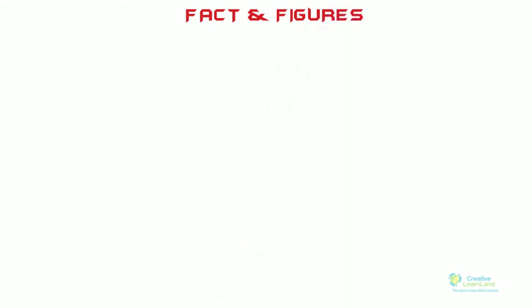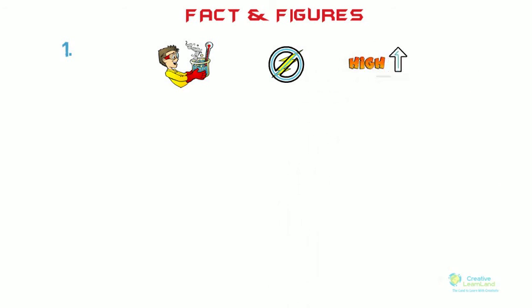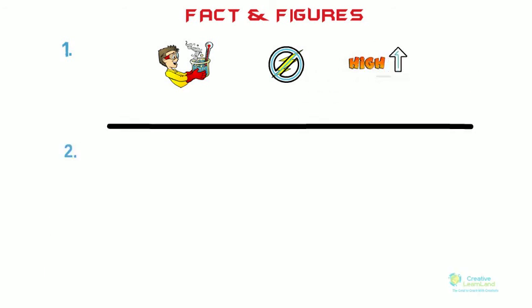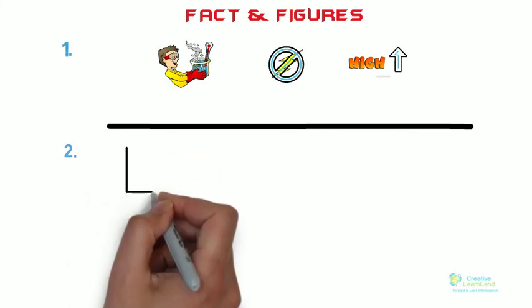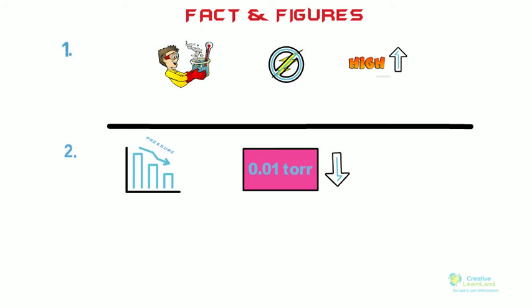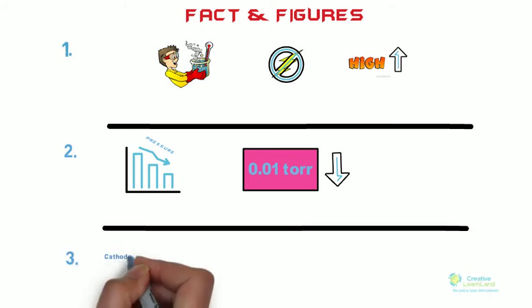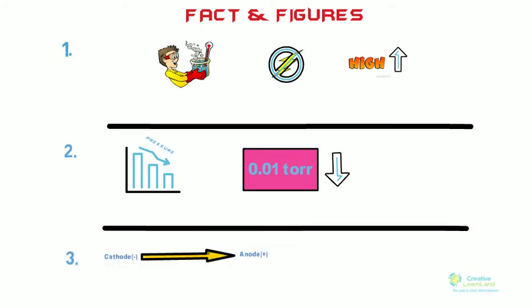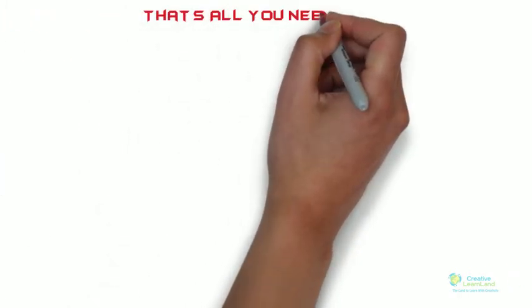Number 1. In the discharge tube experiment, no electricity was conducted by gas at high pressure. Number 2. Gas conducted electricity at a low pressure of about 0.001 torr. Number 3. Cathode rays travel from cathode towards anode and are negative in nature. That's all you need to know about the discovery of cathode rays.